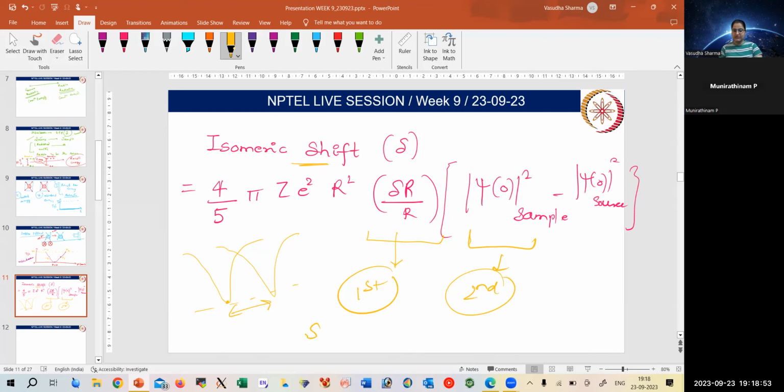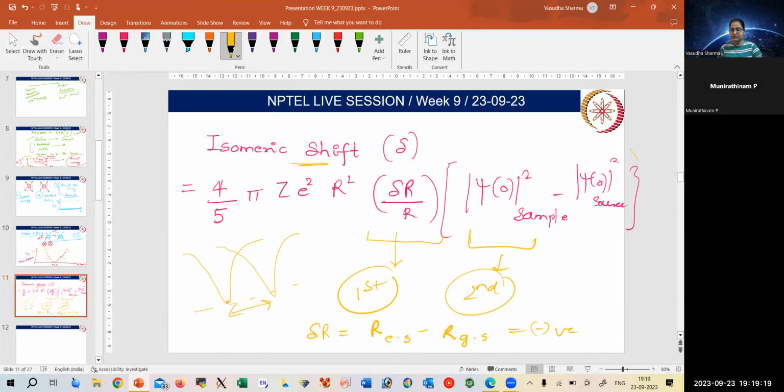That means this delta R is the radius of the nucleus in the excited state minus the radius of the nucleus in the ground state. It has been found, in the case of iron, that this value is negative. That means in the excited state the nucleus becomes contracted, and therefore the radius of the excited state becomes less. And this value is negative for iron and positive for tin, the other Mössbauer active nucleus.